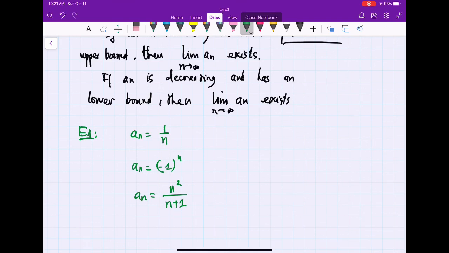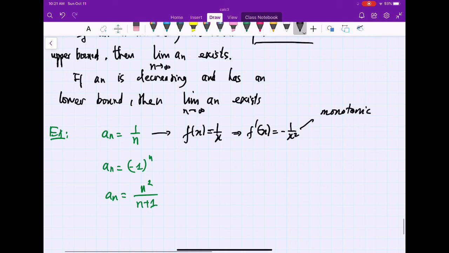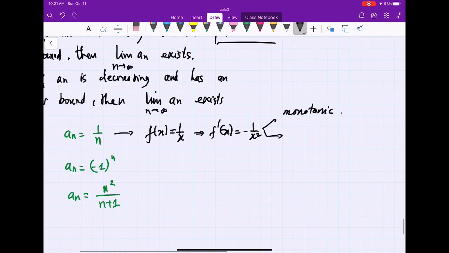In order to finish this video, let's consider 3 more examples, and we see some sequences which are monotonic but not bounded, some sequences are bounded but not monotonic, and some sequences satisfy both conditions. The first example is 1 over n. The corresponding function is f of x equal to 1 over x, and we know that this function is decreasing because the derivative is equal to negative 1 over x squared. So this is monotonic, right?